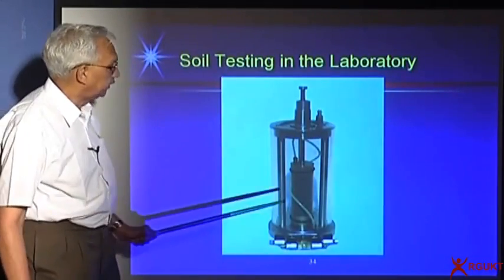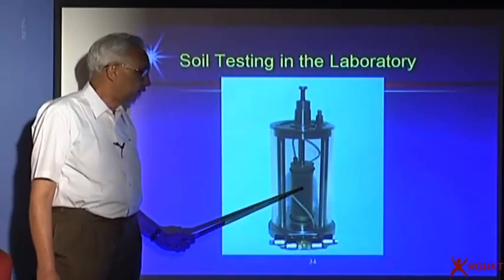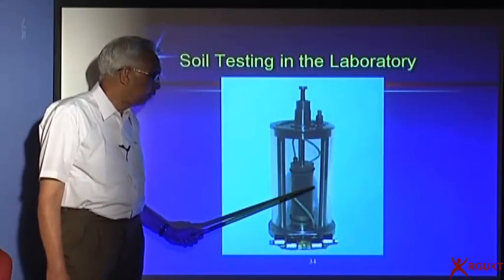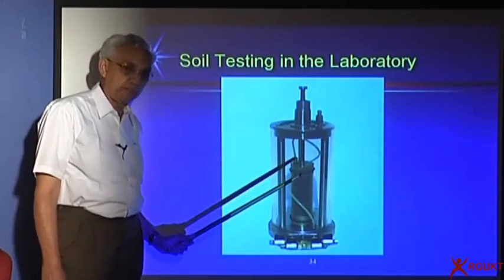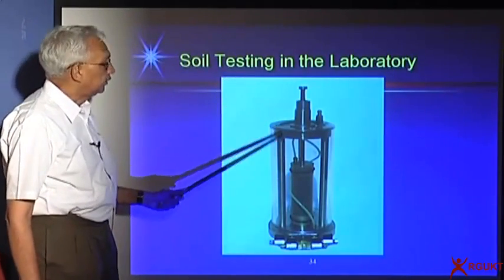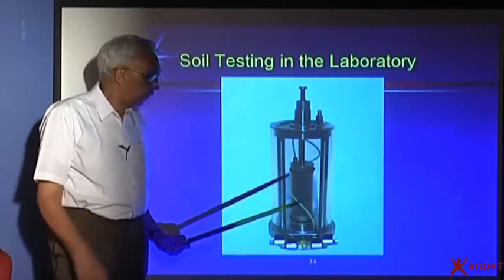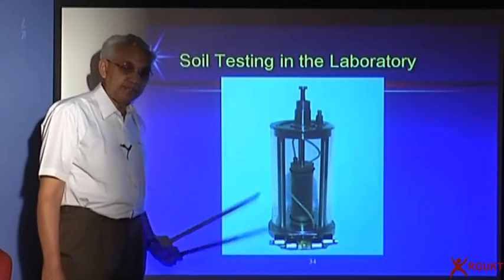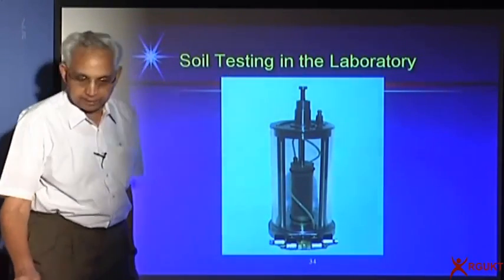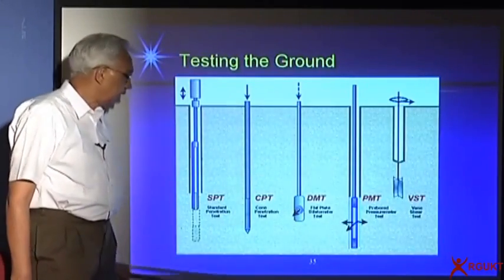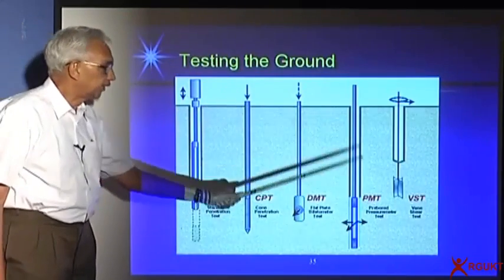This is how we test in the laboratory. You have a soil sample, cover it with a rubber membrane, apply water pressure all around and vertical pressure. This is called a triaxial test in the laboratory. You have to do it very carefully to determine the strength and stress-strain properties of the soil. We'll discuss that later. These are the different types of testing in the ground.